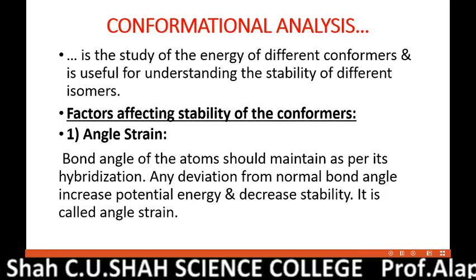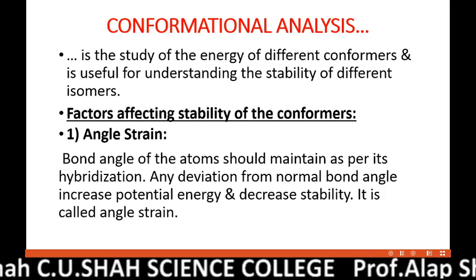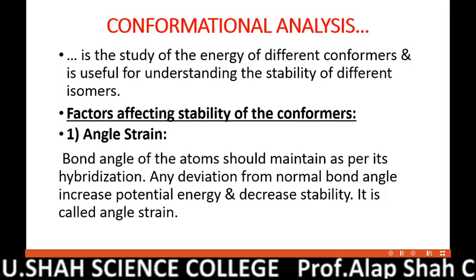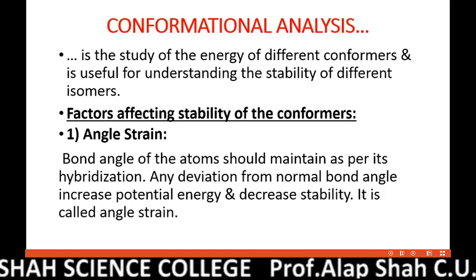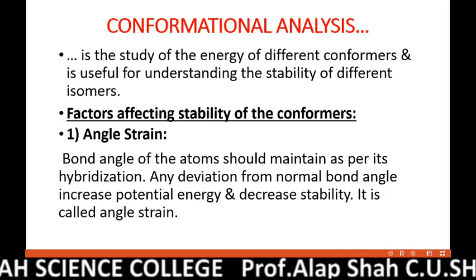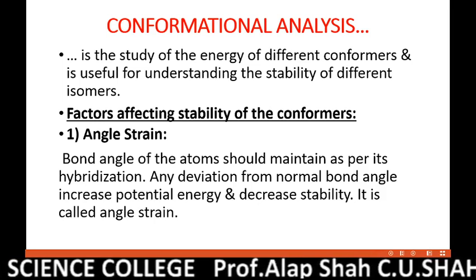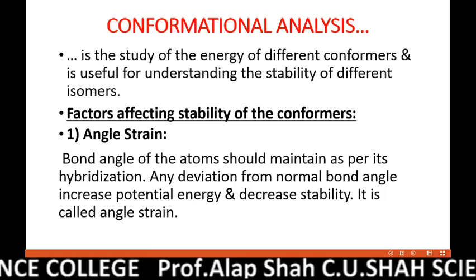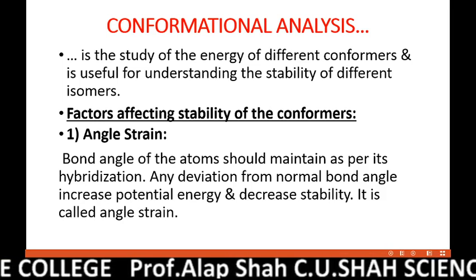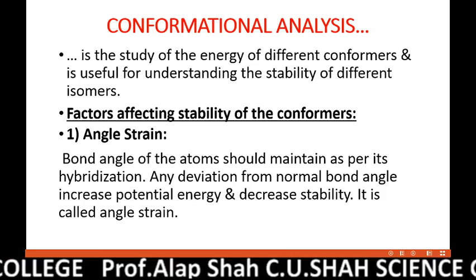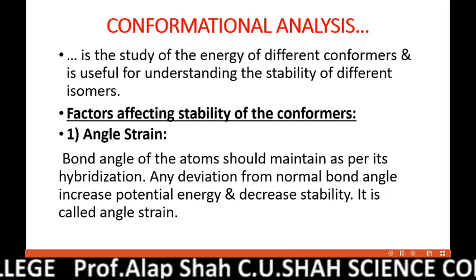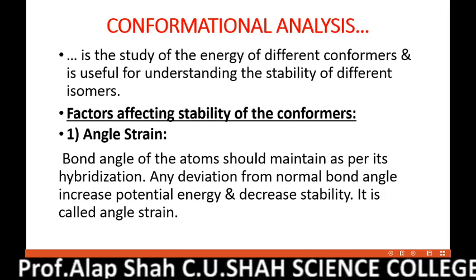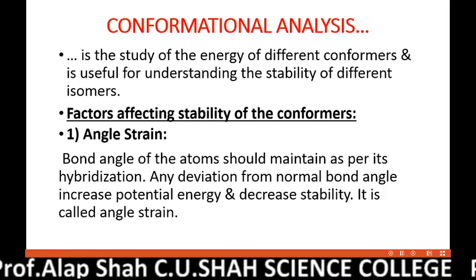In your curriculum, there are 3 questions: conformational analysis of ethane, conformational analysis of normal butane, and conformational analysis of cyclohexane. One of these 3 questions is repeatedly asked in the university. So in separate videos, numbers 7, 8 and 9, we will discuss them. But before that, you should understand the factors which affect the stability of the conformers.